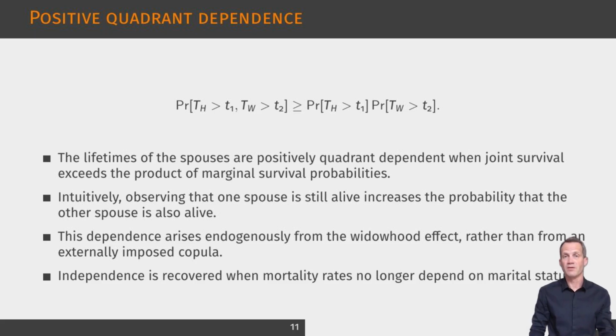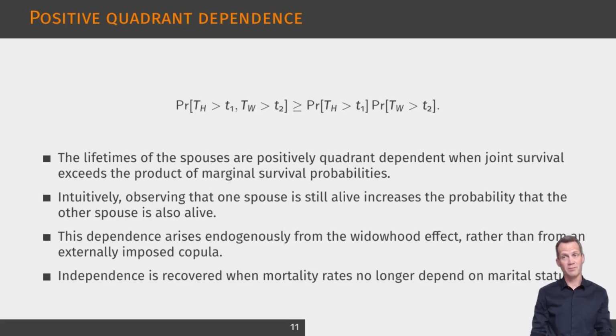The chapter also gives equivalent interpretations in terms of conditional probabilities. For example, conditional on the husband being alive at a given time, the probability that the wife survives beyond another time is at least as large as her unconditional survival probability.